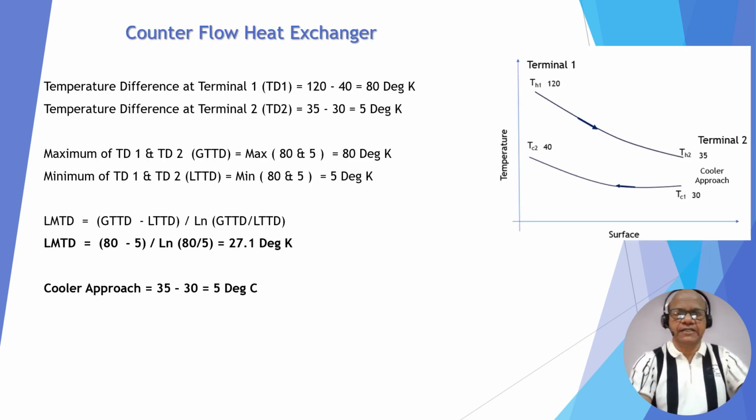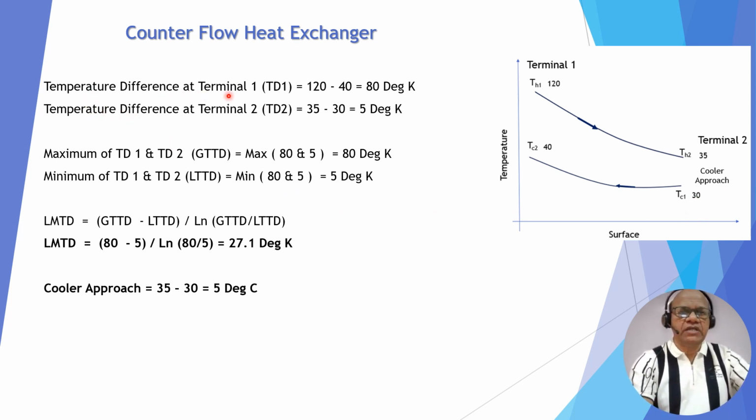So let's understand the graph, with temperature on the y-axis and surface on the x-axis. At terminal 1, hot fluid is 120 degrees and at the outlet, terminal 2, it is 35. But at terminal 1 the cooling water is 40 degrees because it is counter flow, the flow of cooling water is opposite to the hot fluid. And at terminal 2 it is TC1, that is 30 degrees.